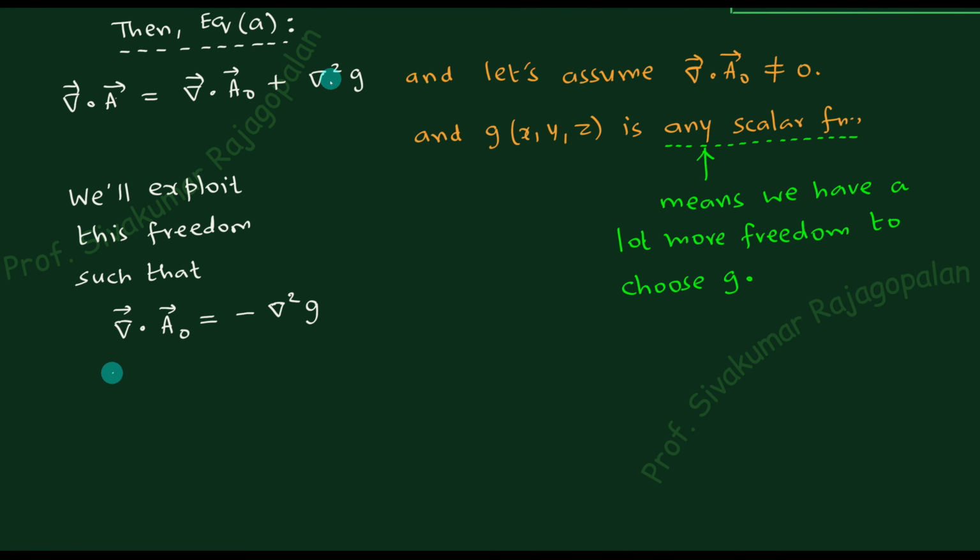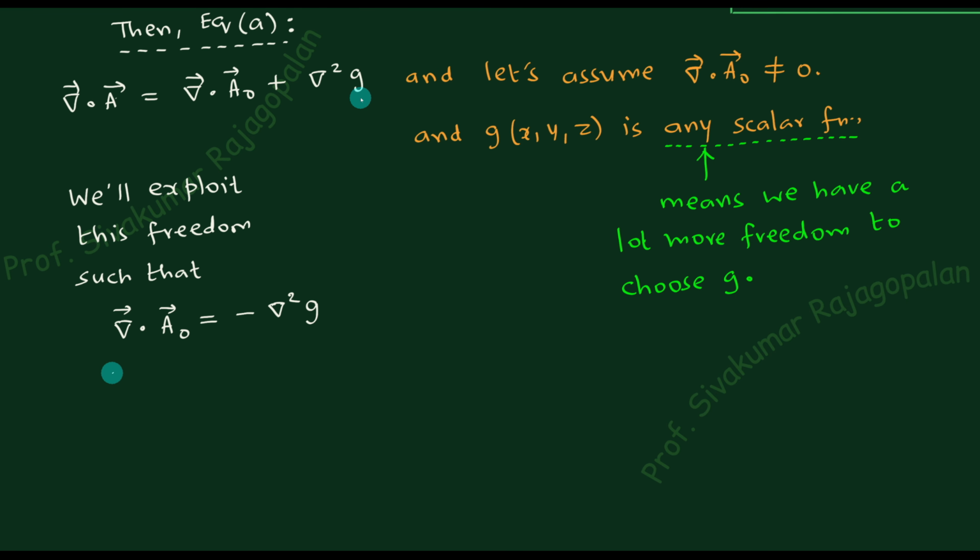So the idea is, why don't you choose del square G to be exactly equal to the negative of the divergence of A naught? Then what will happen? If you are going to make use of the freedom of G, meaning you can choose any value for G, that freedom is there.